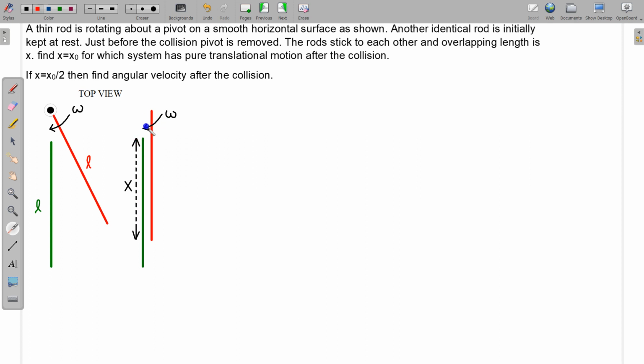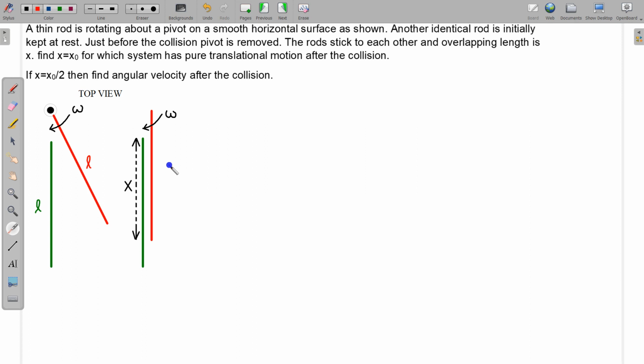This rod is at rest and this rod is rotating with angular velocity omega. Since the pivot is removed, there is no external force now, and obviously there is no external torque now, so we can conserve the linear momentum also, and we can conserve the angular momentum also for this collision.